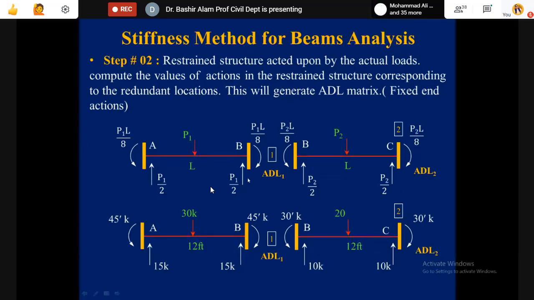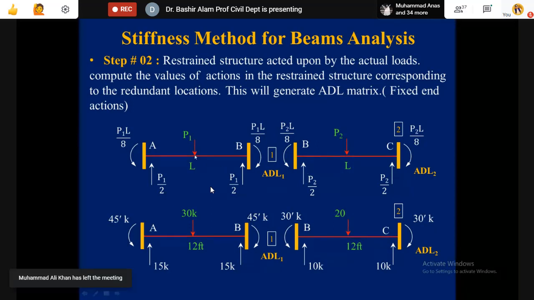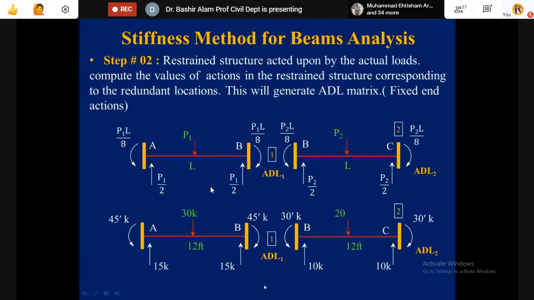So member end actions for AB we found. Similarly for BC now, 20 times 12 divided by 8. So it should be coming 30 and 30, and these are the directions. The slide is giving the member end actions, and here we have specific to this problem.